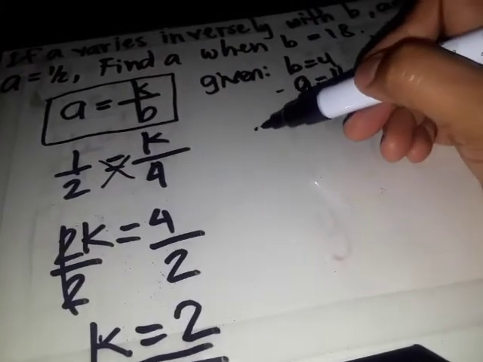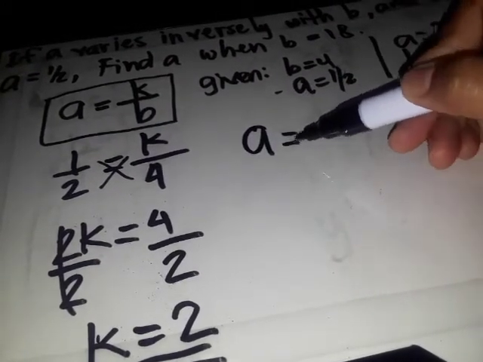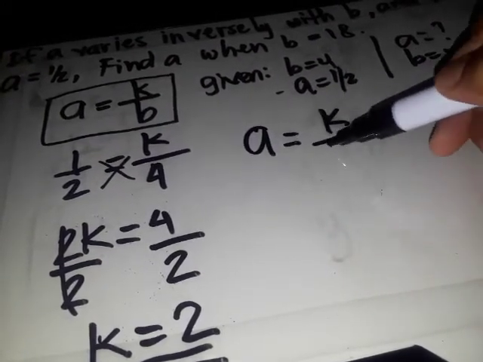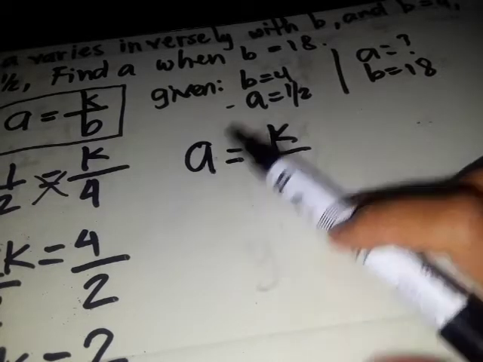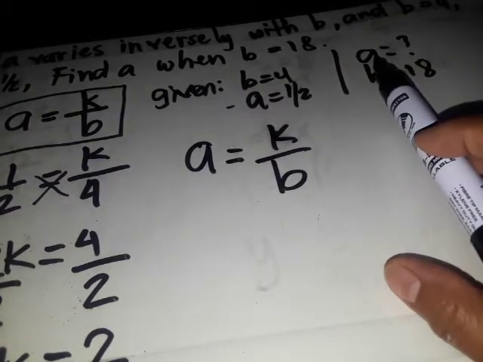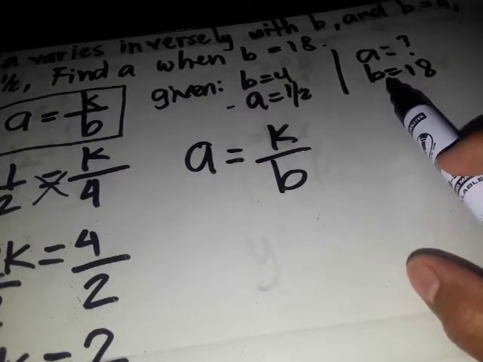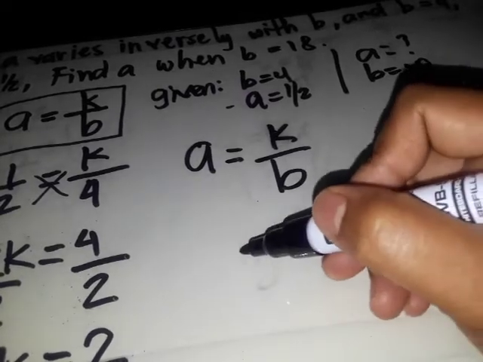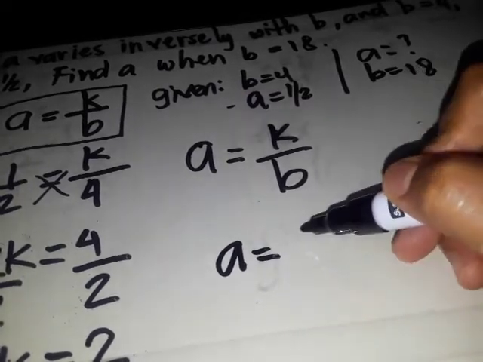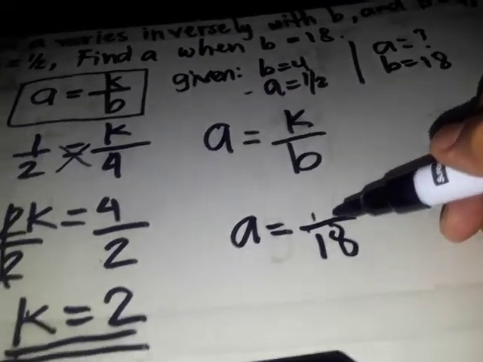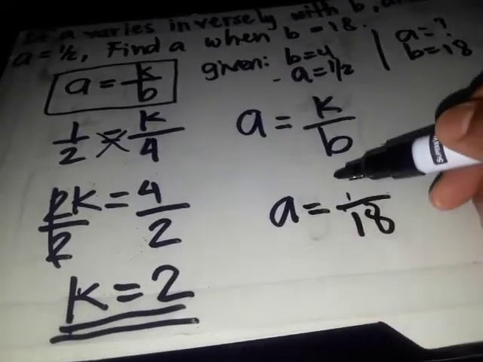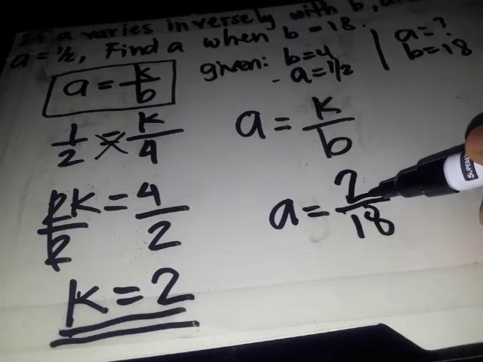So, kukupihin lang. A is equal to K over B. Next, ngayon, hinahanap natin si A. Okay? So, gagamitin na natin ngayon ang ating B dito. So, A is equal to B natin ay 18. And of course, ang ating K na nakuha ay 2.